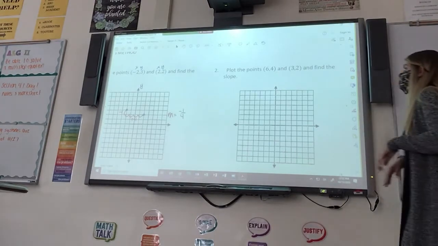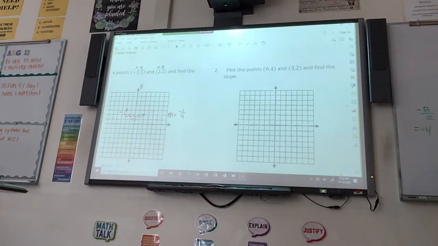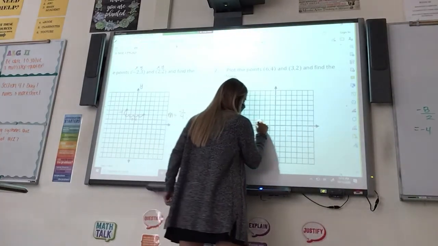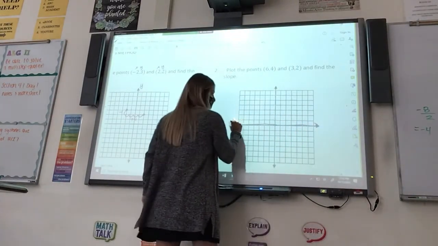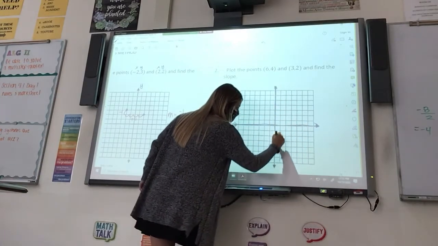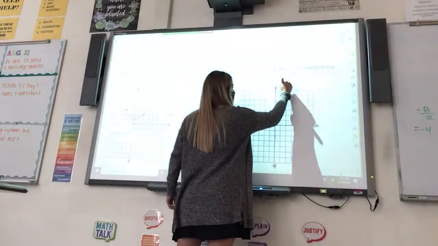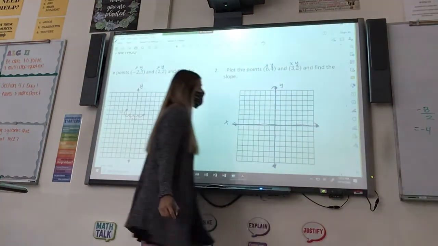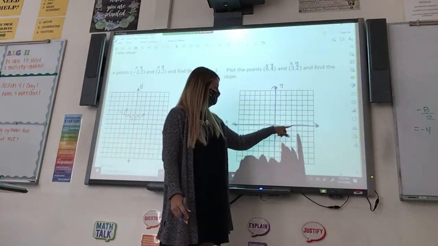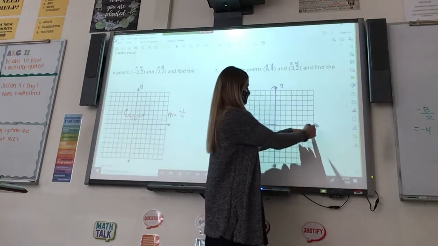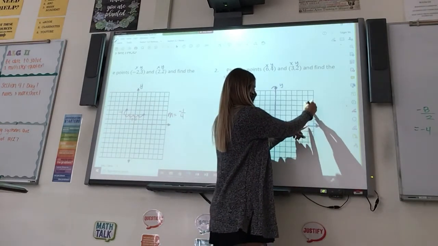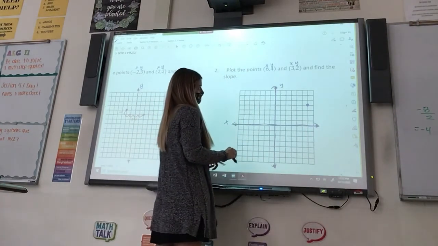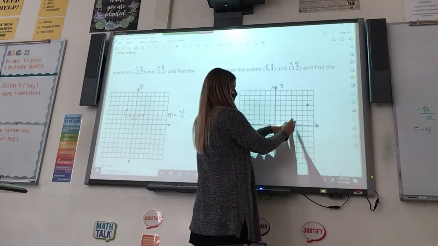Okay, same thing for number 2. So we have (6, 4) and (3, 2). I'm gonna highlight these, this is kind of hard to see. Okay, so 6, 2, 3, 4, 5, 6 to the right, and then up 4. Negative 2, negative 3. And then we have 3, and then up 2.